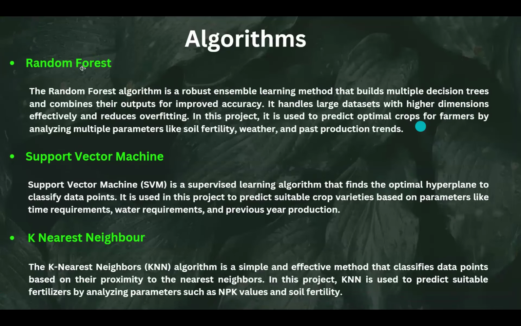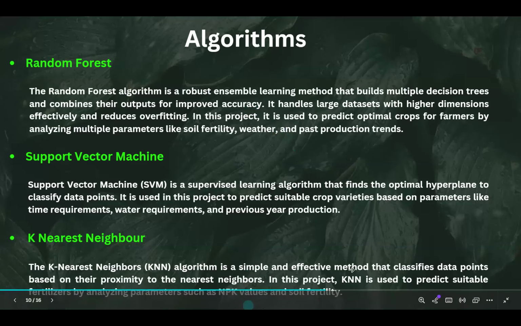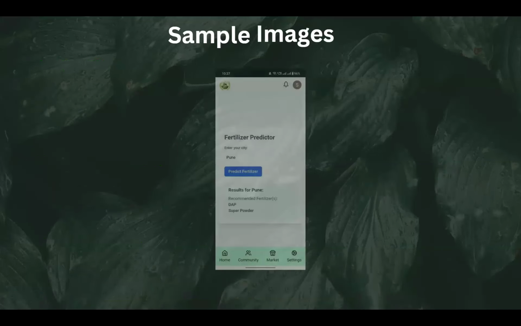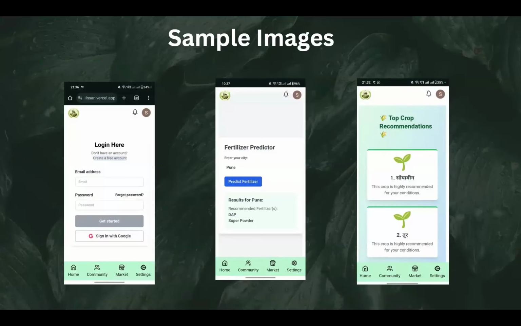We are going to use a random forest, support vector machine, and k-nearest neighbor. As my colleague said, SVM and random forest give the highest accuracy for our project, so we have chosen them. And k-nearest neighbor is for fertilizer data. We are using NPK values for that given area to recommend fertilizer for the soil. Then this is the small prototype that we have done.